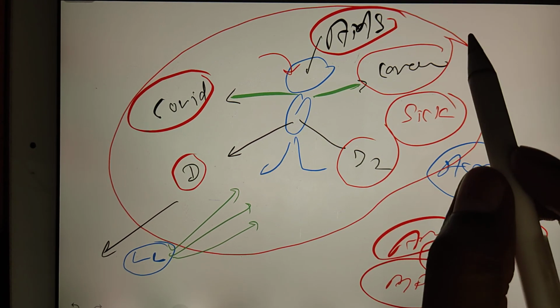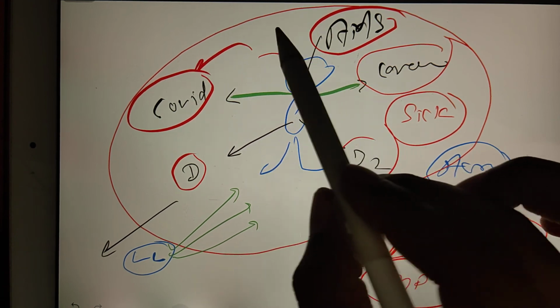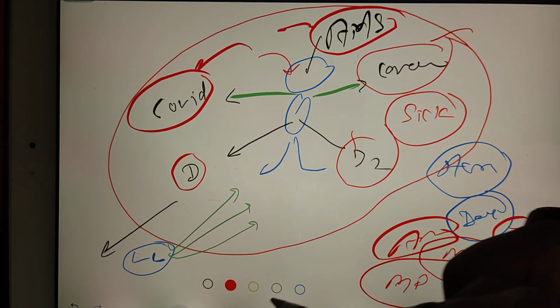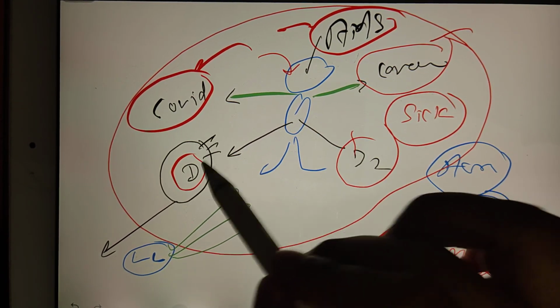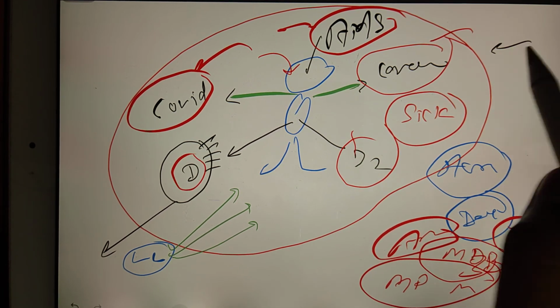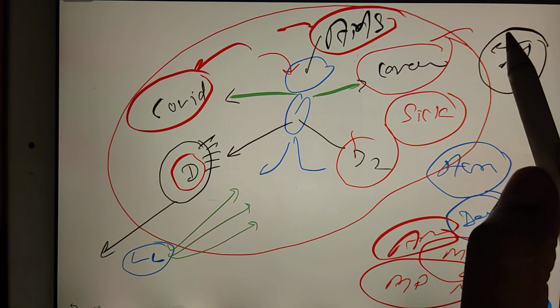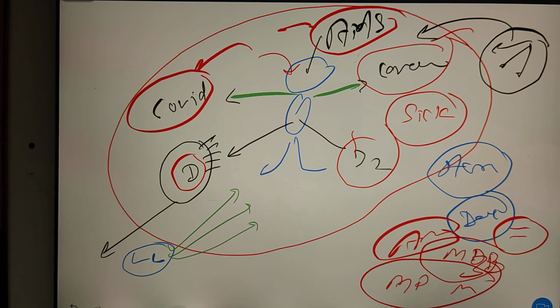Then you will realize, oh, even though the person had COVID, AIDS, or this thing, the patient died because of this one. So the theory of failure is very much relatable to this story. I will explain how. See here.